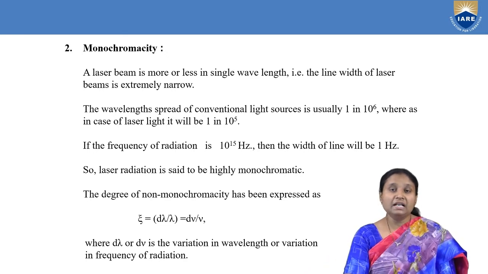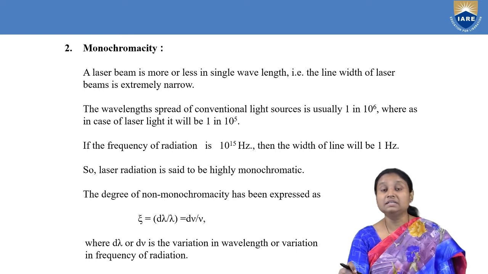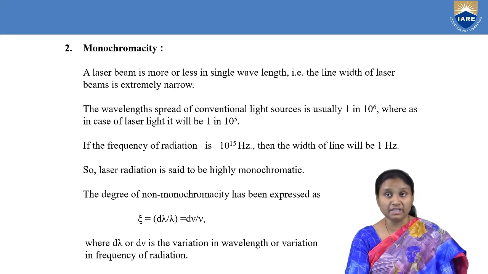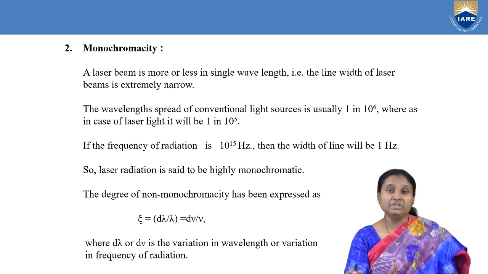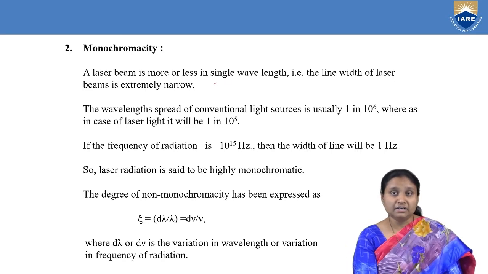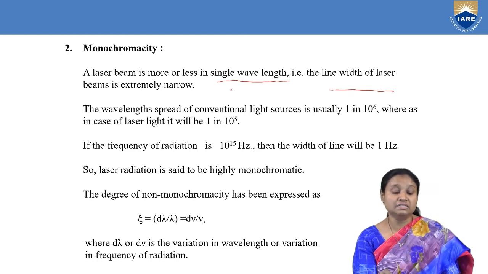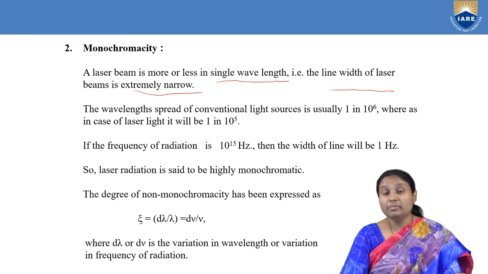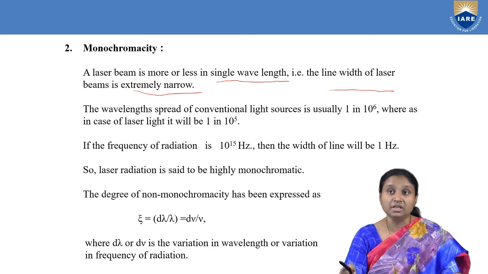But if we make laser light of one particular wavelength pass through the prism, we get only a single line. Why? Because laser light is monochromatic. It has the property of having a single wavelength. What do we mean by having a single wavelength? It means that the line width of the laser is extremely narrow. So being monochromatic, or having a single wavelength, means that the line width of the laser is very, very small.